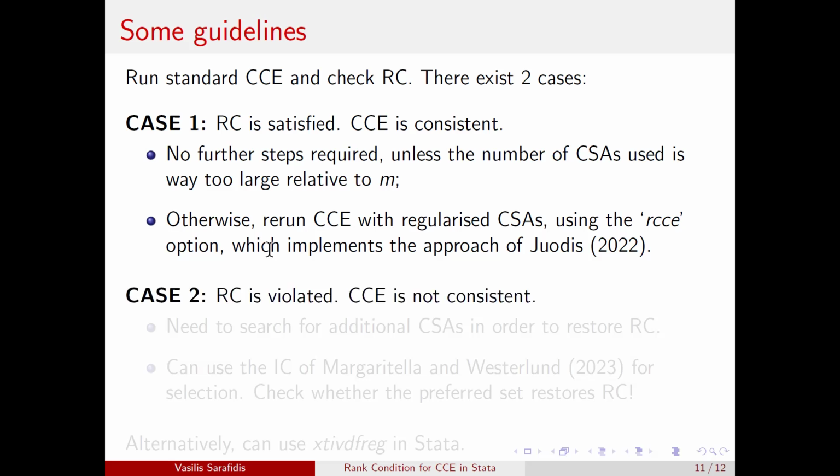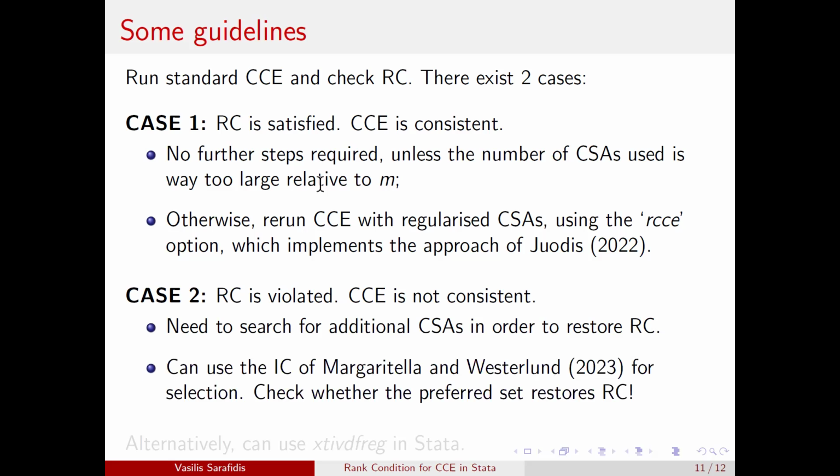Now, this was case 1. Case 2 occurs when the rank condition is not satisfied. In that case, CCE is not consistent any longer. So here what we need to do is search for additional cross-sectional averages in order to restore the rank condition. To this end, one can use the IC of Margaritella and Westerlund for model selection on the optimal CSAs. It is important to check that the preferred set of cross-sectional averages is sufficient to restore the rank condition using our rank classifier method.